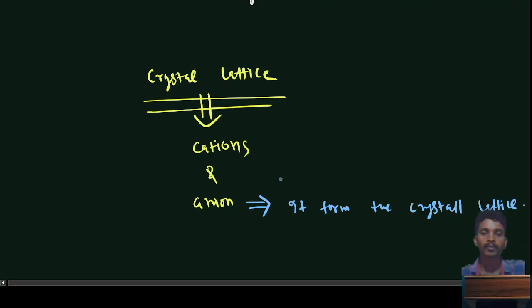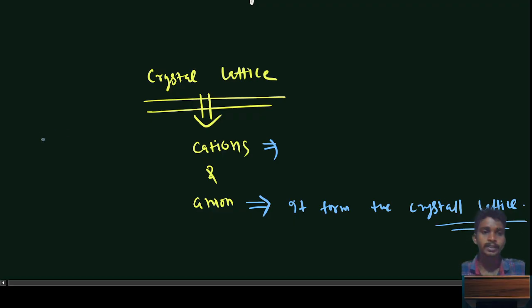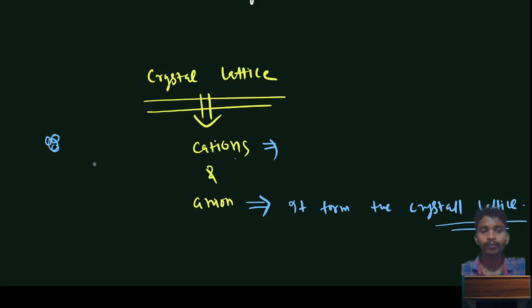The anions always form the crystal lattice, and the cations go into it. Wherever you form any crystal lattice, there are always some voids. Void means some gap will be there. So the cations always go to the gaps of the crystal lattice, which in chemistry we call voids. These cations always go to the voids of the crystal lattice.